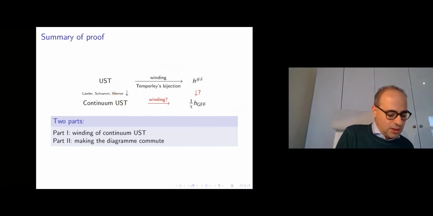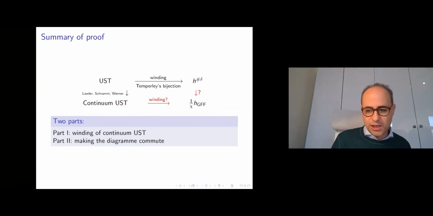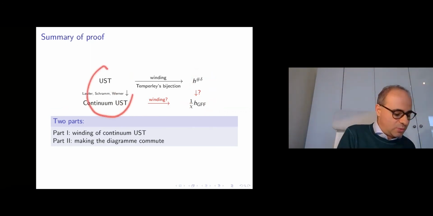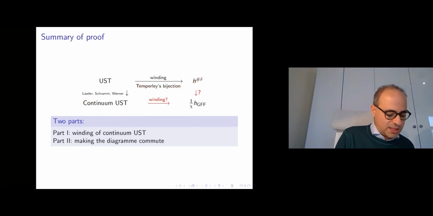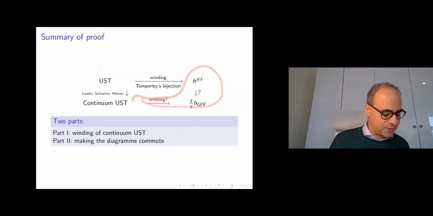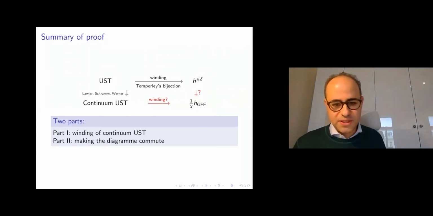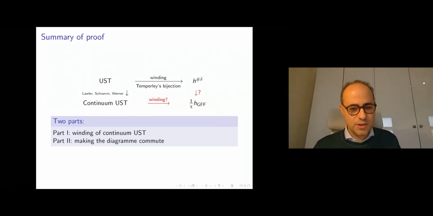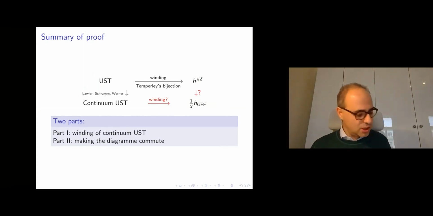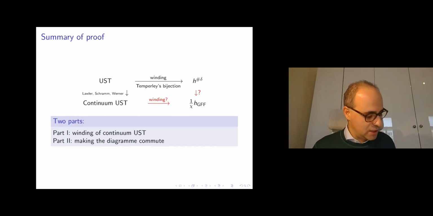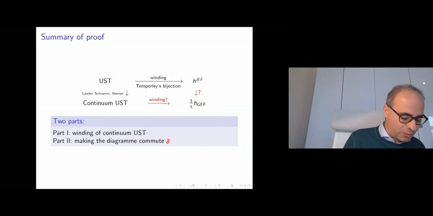This arrow here is what I'm really interested in. That is what we know. And what we've got to make sense of are these two other arrows. So you can think of it in this manner. There's this part one where you try to define the winding of a continuum uniform spanning tree, and there's a part two where you try to make this diagram commute. But for presentation, it will be somehow easier to tell you how you make the diagram commute, basically.